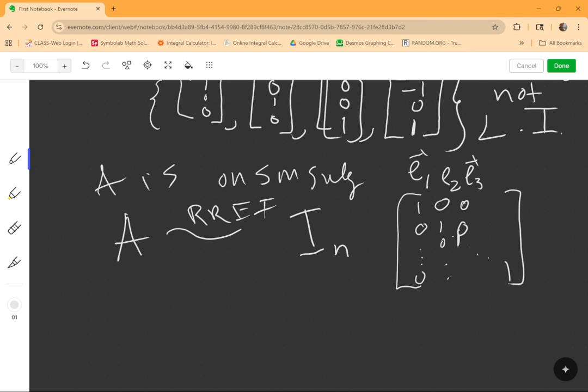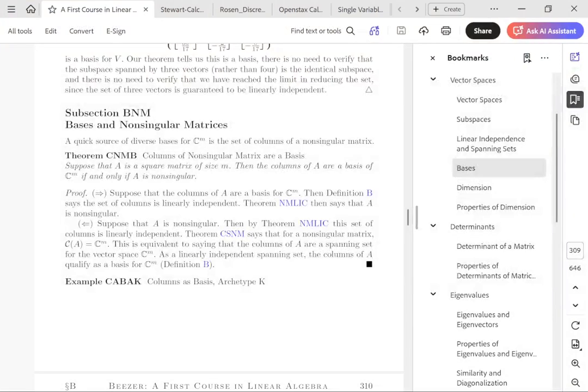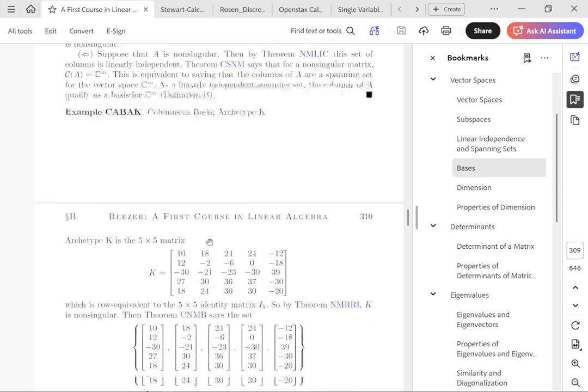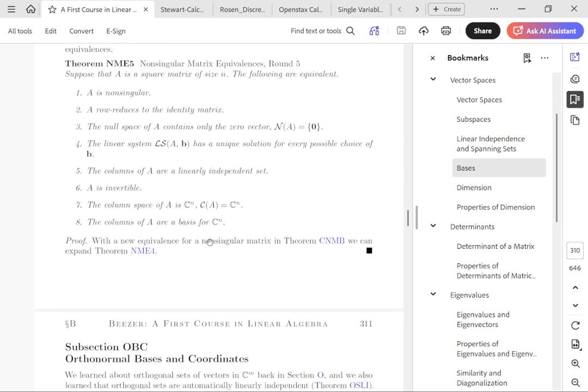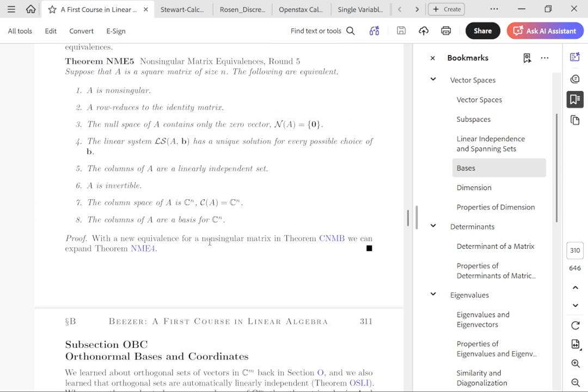So with that fact, I can now add on to my NME theorem that we've been working on throughout the course. Now this is our 5th iteration. Theorem NME, non-singular matrix equivalences, round 5. So we're going to add to this. A is non-singular. Here again, all these are equivalent properties. If one of them is true, all the other ones are true.